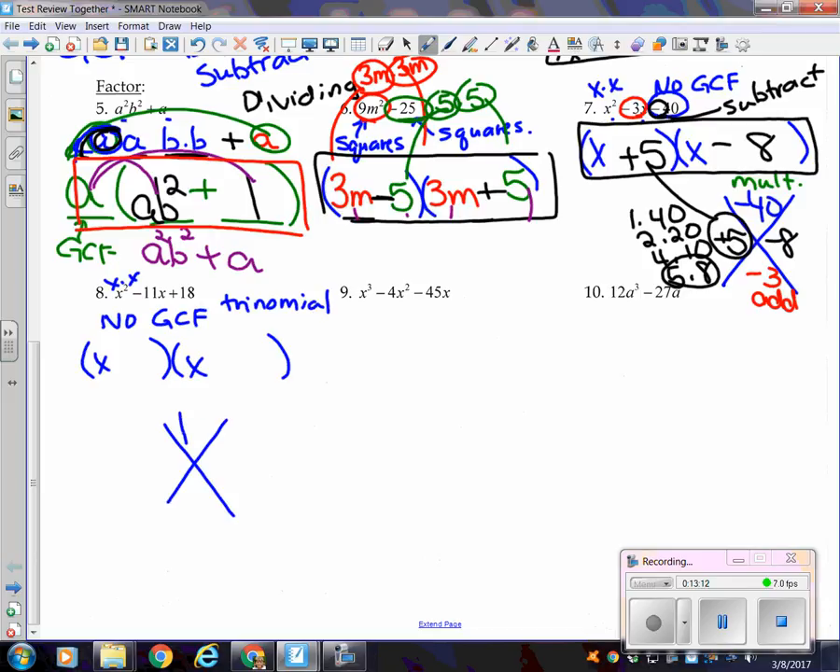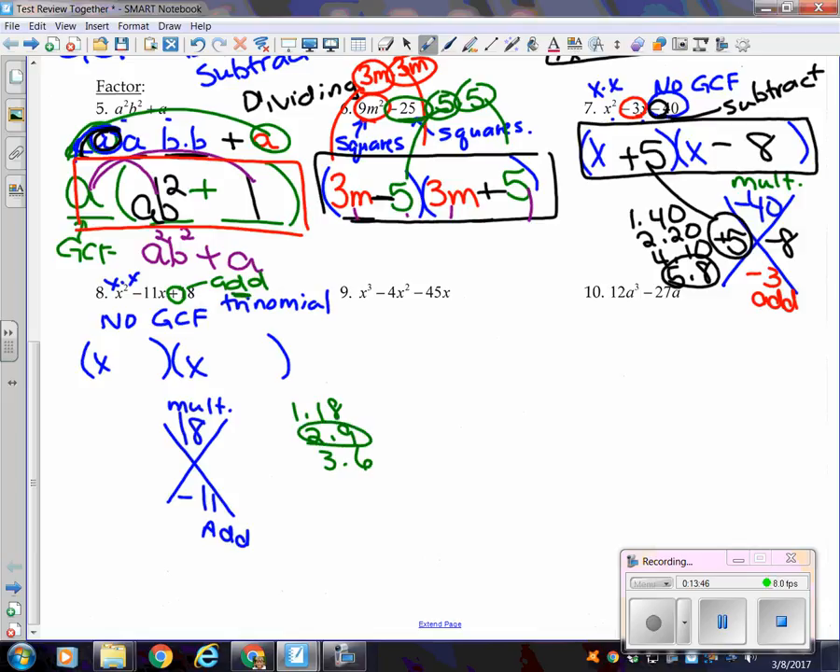That's positive 18 on top, and I've got to multiply two numbers to get positive 18. Negative 11 on the bottom, and I'm going to add to get negative 11. Now, as a little clue, if the last term is positive, we're going to mentally add to get the number. So let's factor 18. 1 times 18, 2 times 9, 3 goes into 18 6 times. I think that's it. So in this case, I am going to mentally add to get 11.